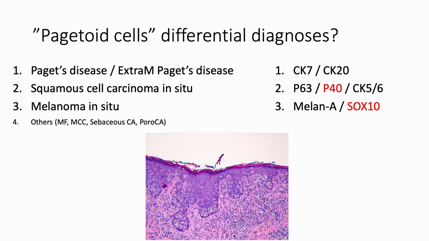And immunostains can help you out to stain those Paget or extramammary Paget. They are adenocarcinomas. They should be positive for low molecular weight cytokeratin, CK7 and CK20. For squamous cell carcinoma, they are positive for P40 and CK5/6, which is a high molecular weight cytokeratin. Melanoma in situ is positive for Melan-A and SOX10. Usually I prefer the combination of P40 and SOX10 unless it's involving the breast or the groin area.